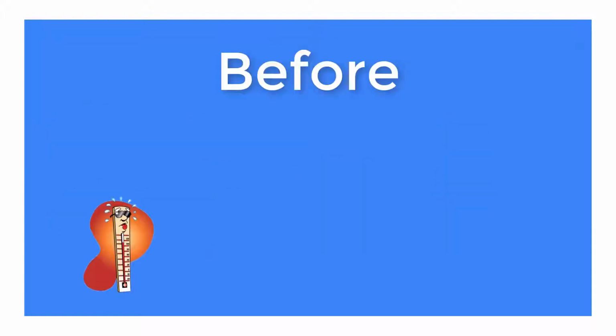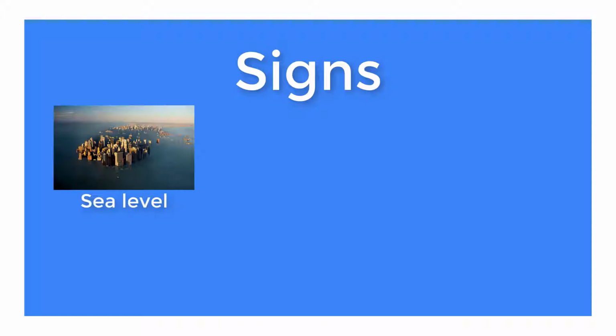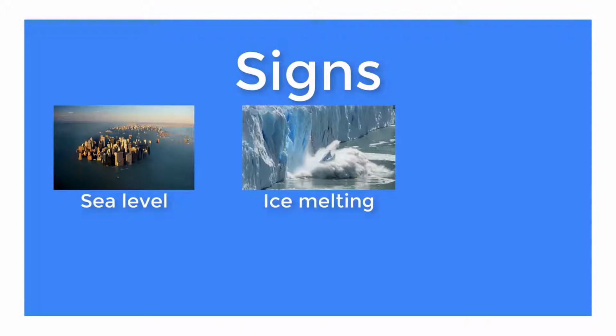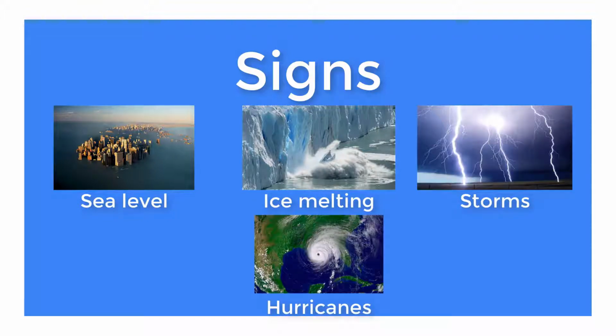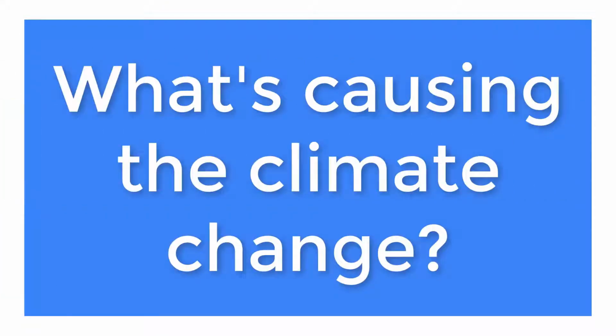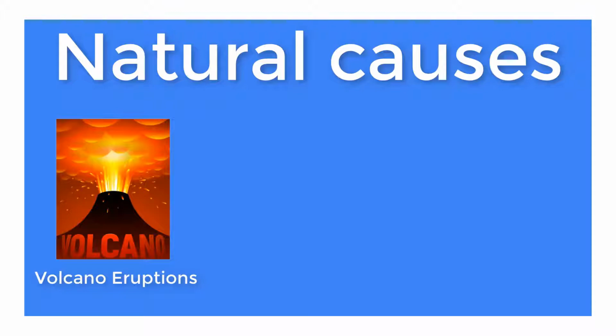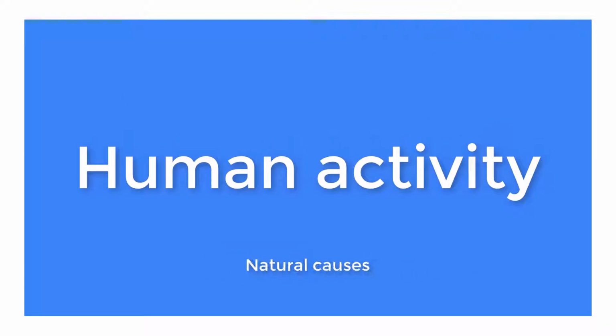The average temperature of the world has accelerated its increase in recent decades. There are signs that it's happening, for example, the increase of the sea level, the melting of ice in several points of the Earth, and storms and hurricanes that are increasingly frequent and intense. What's causing climate change? Natural causes have been mentioned, like volcano eruptions, changes in solar activity or marine currents. But all these are minuscule when we compare them to human activity.